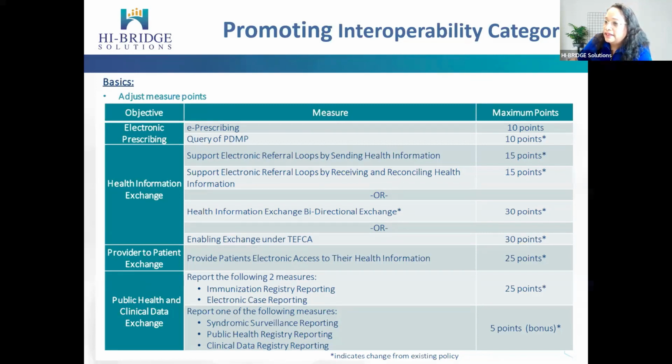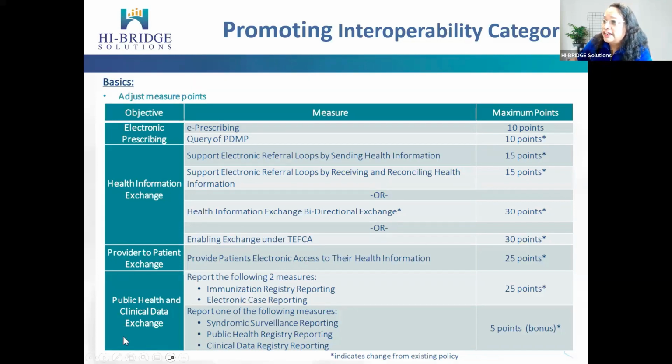Also, public health and clinical data exchange is required to report at least the 2 measures for immunization registry or electronic case reporting, unless there are exclusions that accompany this measure. And then the optional ones are reporting one of the following: syndromic surveillance reporting, public health registry reporting, or clinical data registry reporting for bonus points. Now we pop back up to health information exchange.